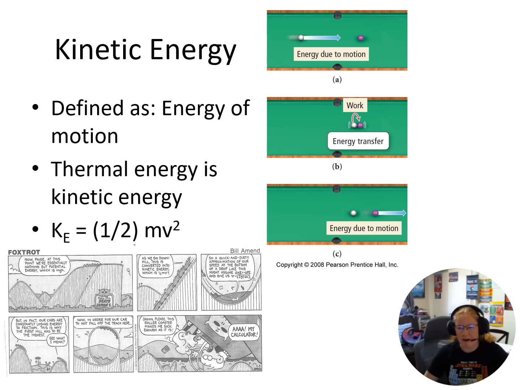So when we think about energy, we can think about things like kinetic energy. Kinetic energy is our energy of motion. We can also think of energy in terms of thermal energy when we take a temperature of something. Thermal energy is just simply kinetic energy. And our kinetic energy is 1/2 the mass times the velocity squared.